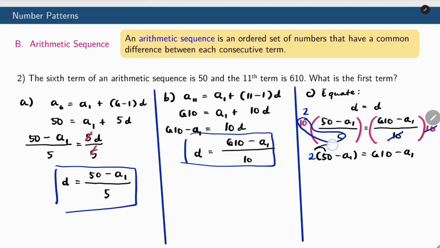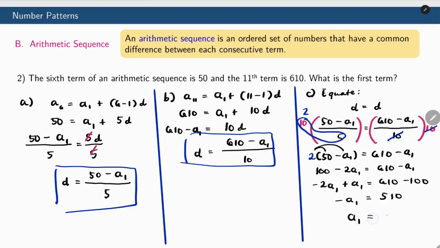And then here, you distribute. So, you have 100 minus 2A sub 1 equals 610 minus A1. So, manipulating the equation, combining like terms, negative 2A1 plus A1 equals 610 minus 100. We have here negative A sub 1 equals 510. Kailangan positive. A sub 1 is equal to 510. This is the first solution using comparison.